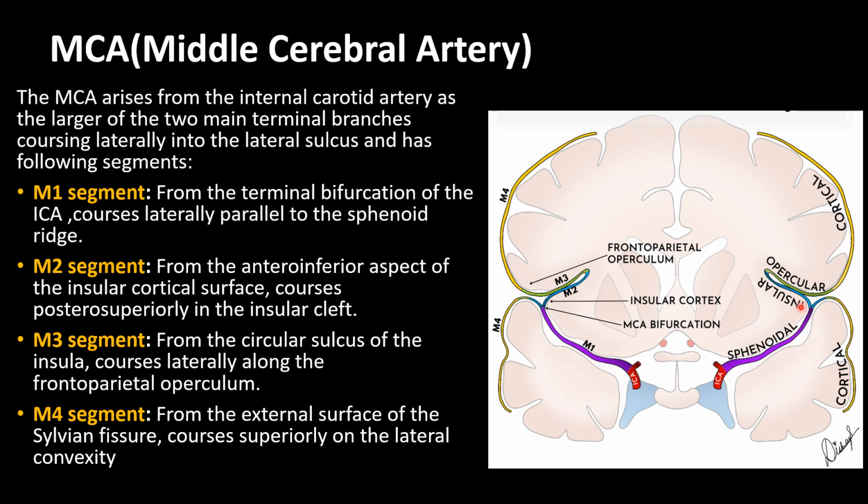Then comes the M2 segment from the anterosuperior aspect of the insular cortical surface, courses posterior superiorly in the insular cleft. Then M3 or the opercular segment from the central sulcus of the insula, courses laterally along the frontoparietal operculum. Here is the frontoparietal operculum. Then comes the M4 or the cortical segment from the external surface of the sylvian fissure, which courses superiorly on the lateral convexity.